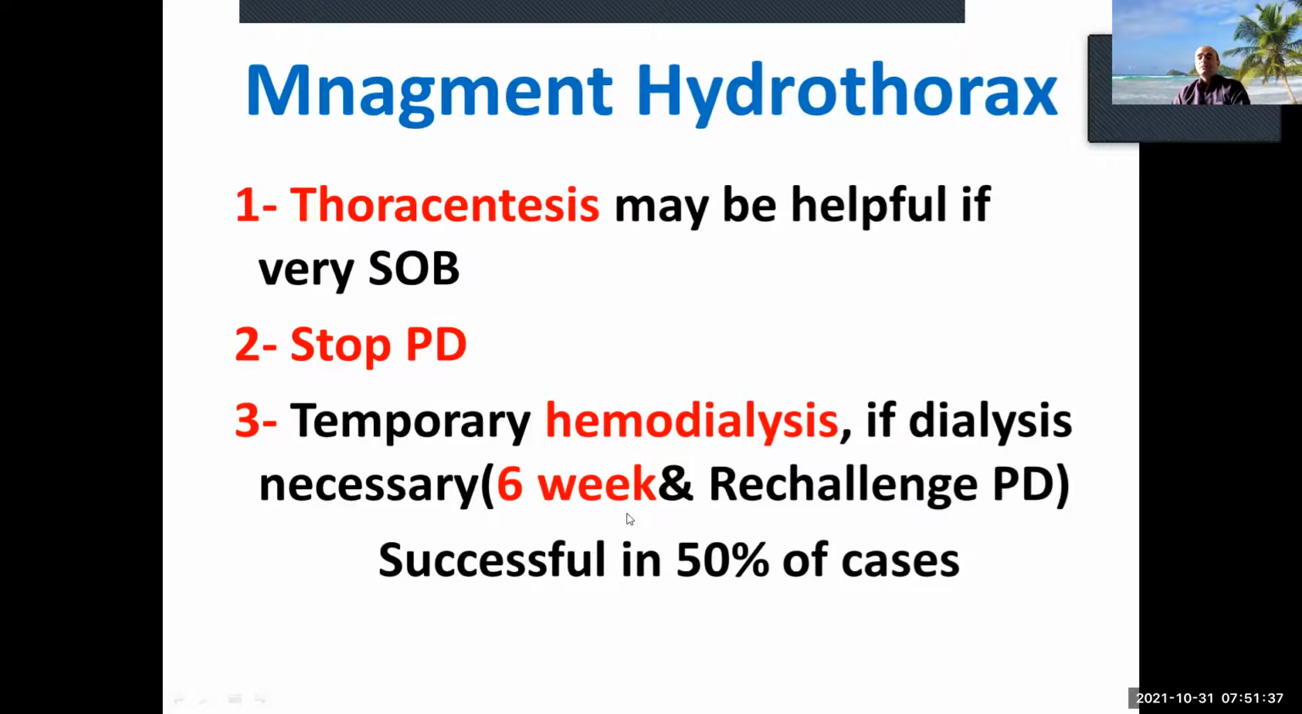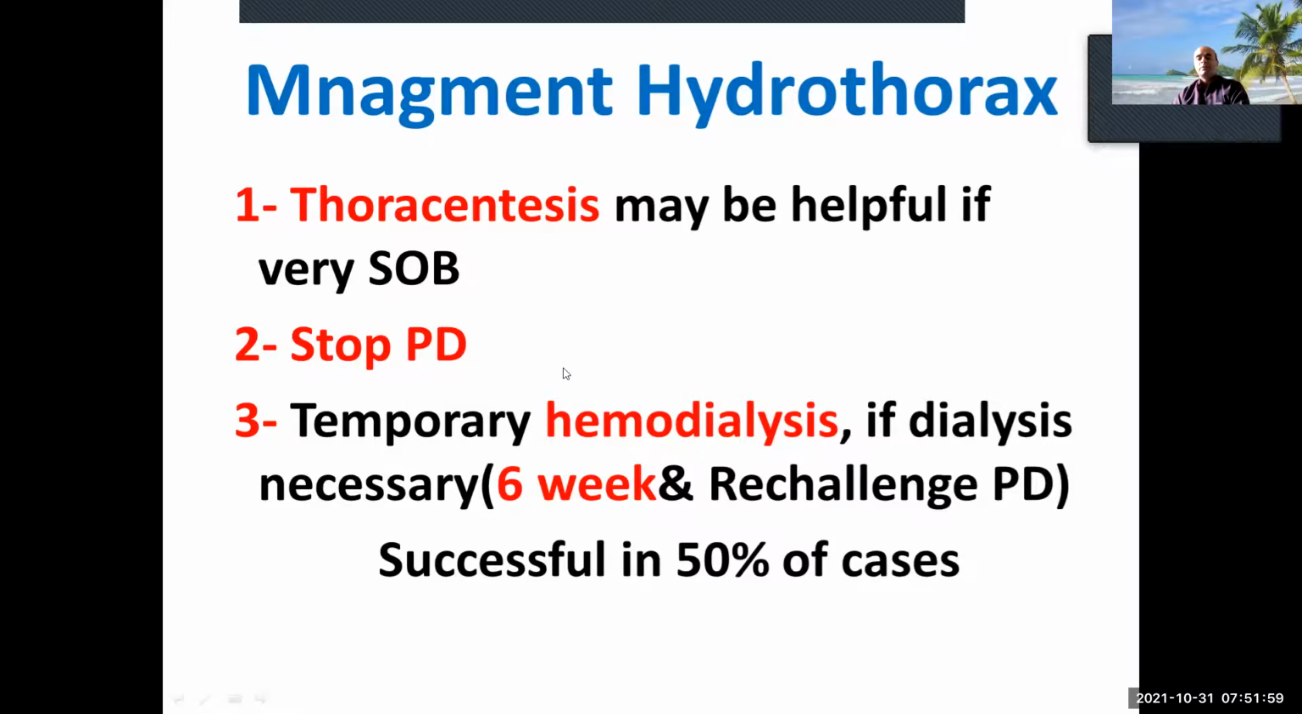How to manage? As we said, thoracocentesis is the first line of treatment, both symptomatic and diagnostic, and may be very helpful in a patient with severe shortness of breath. Second, discontinue PD. Thoracocentesis first, discontinue PD second, and then temporary hemodialysis.